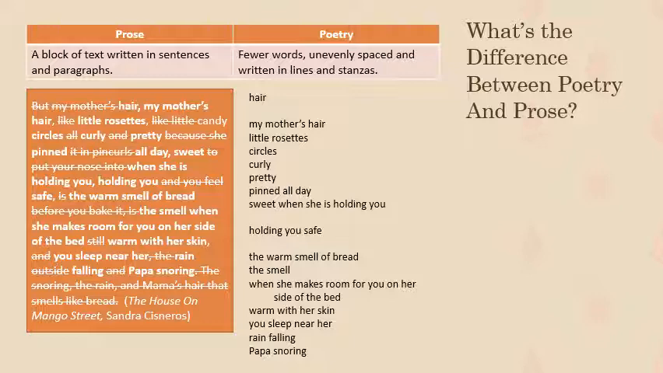So now that we've talked about what technically makes the difference between prose and poetry, let's talk a little bit about what analytically makes the difference between prose and poetry. So what poetry is going to do that prose does not is it's going to intensify the images that come up in the prose. So it's not that, like on the left, the prose doesn't have the images of the hair and the rosettes and the circles and the curliness and the imagery of the smell of bread and the warm skin and those kinds of things. But the poetry is going to intensify those images through its use of keywords and phrases.